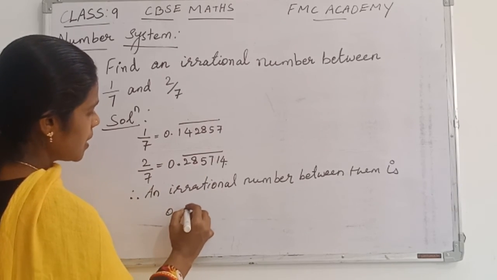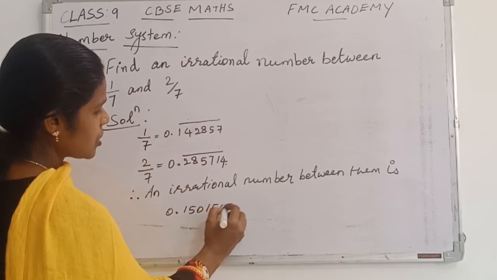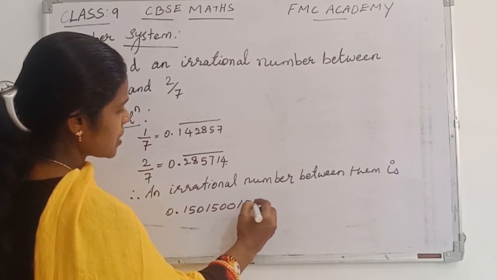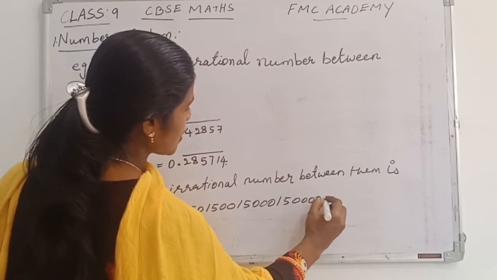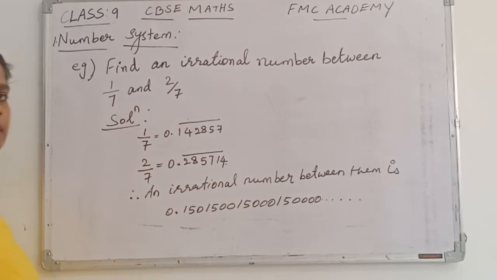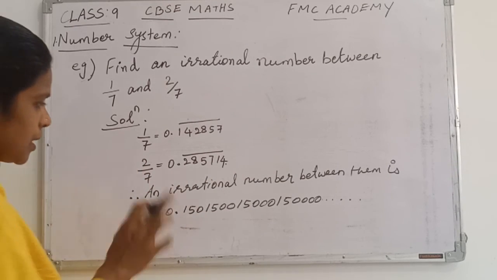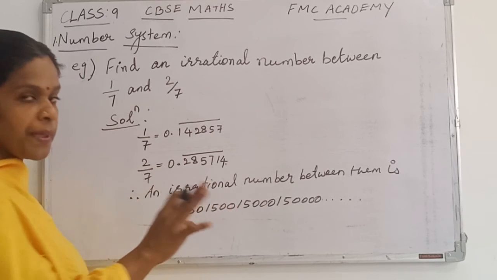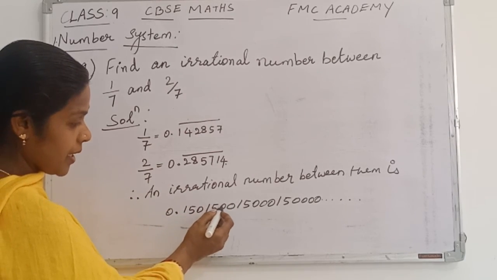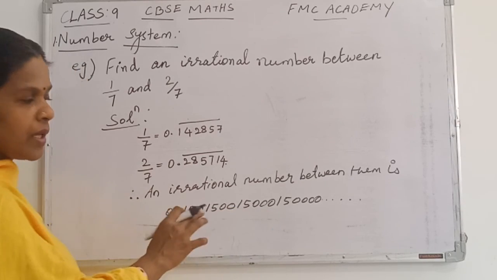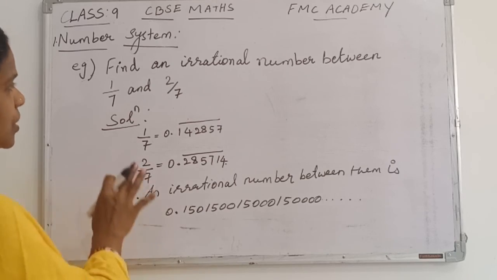Suppose here I am writing like 150, 1500, 15000, again 15000. Okay, so it is going on. You can write anything, but the only thing is the set of digits should not be repeated. You may think that here 15 is repeating, not like that, because here you can see 150 and then 1500, then 15000. This way the set is not repeating, only the number of zeros is changing. Okay, so this is the answer.